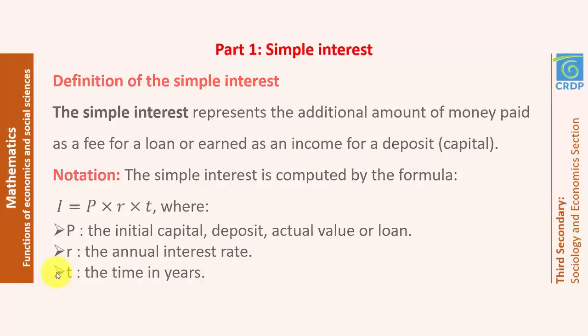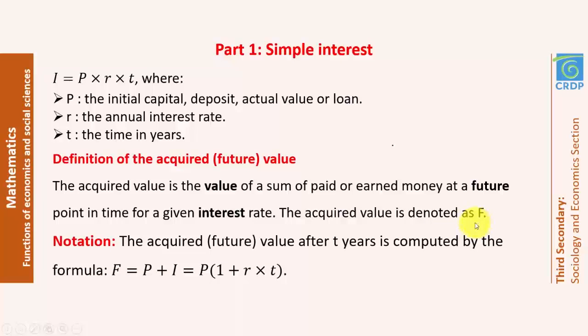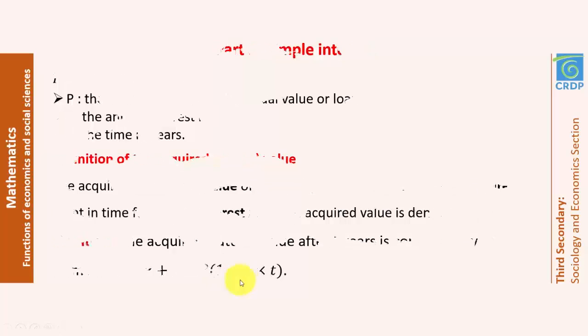If you want to define the acquired value or the future value, then it is the sum of paid or earned money at a future point in time for a given interest rate. The acquired value is denoted as F, and accordingly F is P plus I. P is the initial capital, and I is the interest calculated above. So F is P plus I, which is equal to P into (1 plus RT) if we just replace I by its value here. As an application, let's do this exercise together.